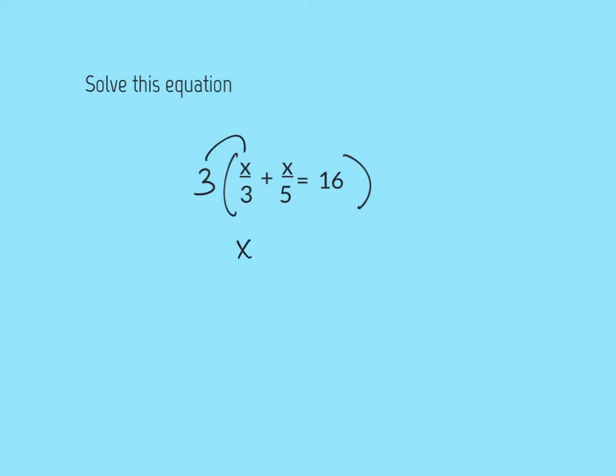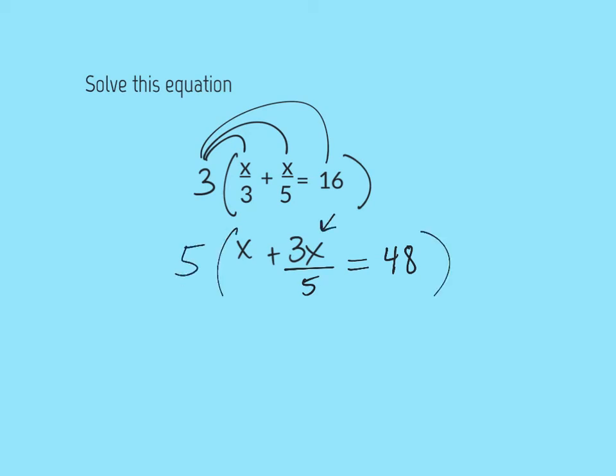Now, when I multiply 3 times x over 5, that makes my numerator become 3x, and I still have 5 as the denominator. So I still have that fraction there, and we'll work on getting rid of that next. Last, I need to multiply 3 times 16, and 3 times 16 is 48. Now I still have this pesky fraction right in here, so I'm going to bust that out by multiplying everything by 5. Same process.